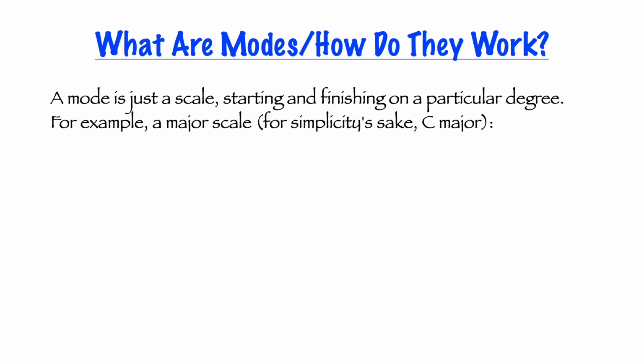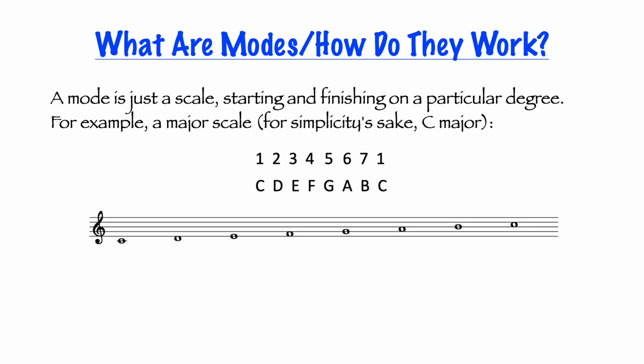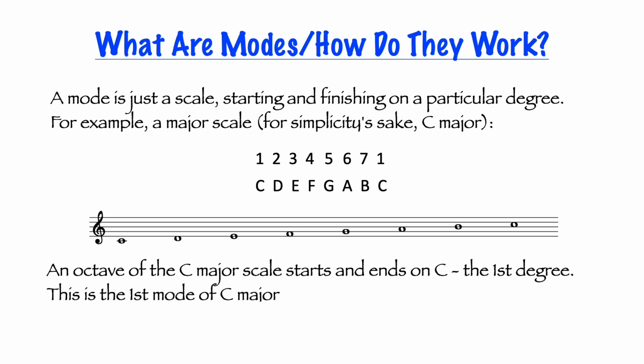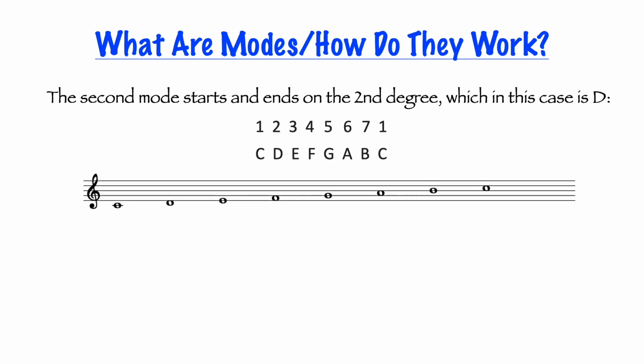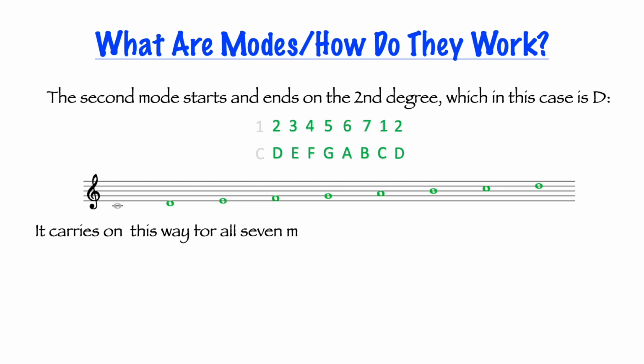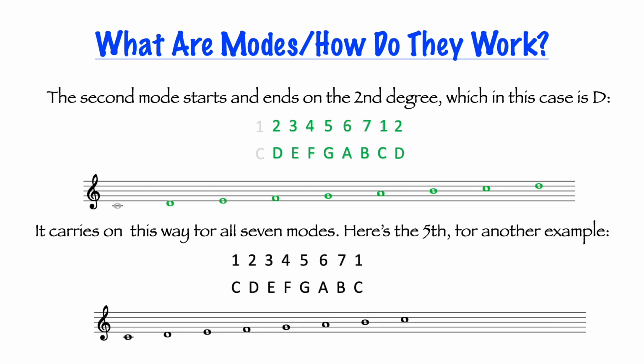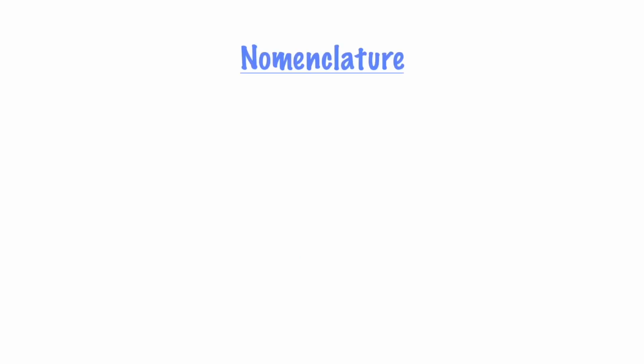Let's use C major as an example. An octave of the C major key starts and ends on C, which is the first degree. This is the first mode of C major. The second mode starts and ends on the second degree. It carries on this way for all 7 modes. For another example, here is the fifth. Basically, there are 7 modes, depending on which degree it starts and ends.